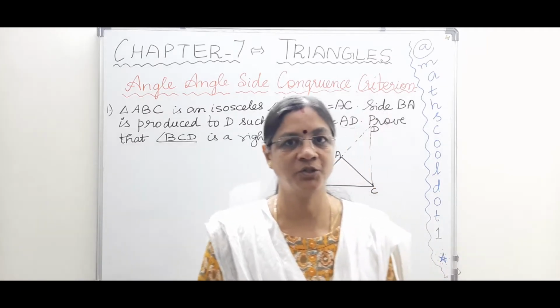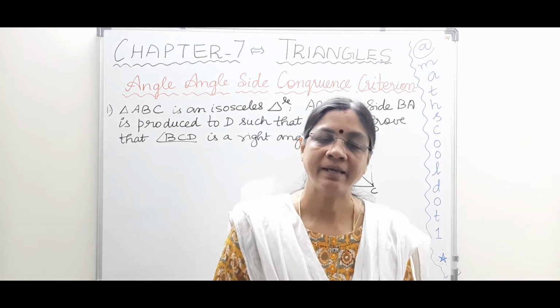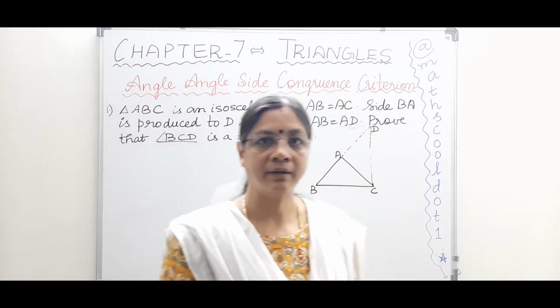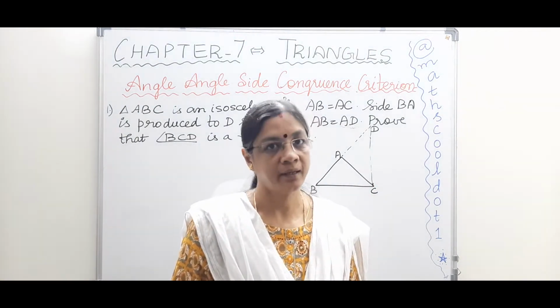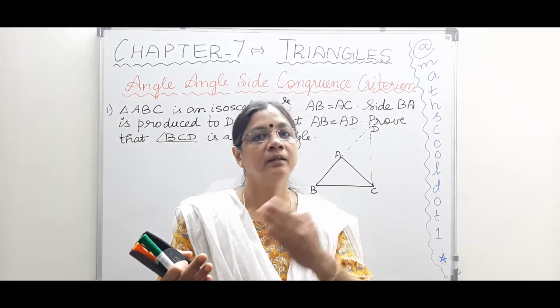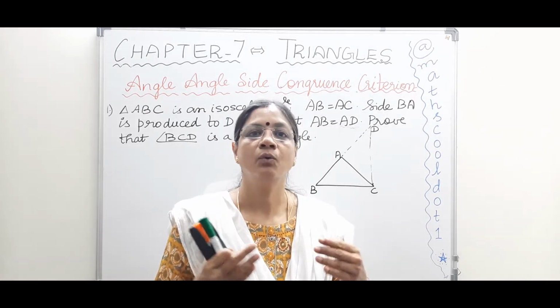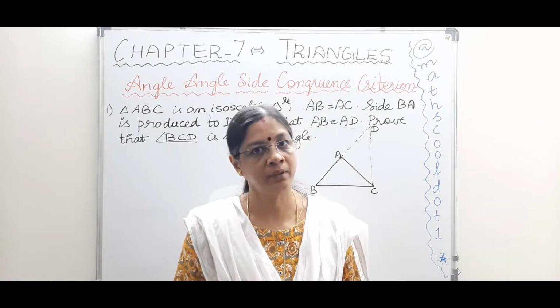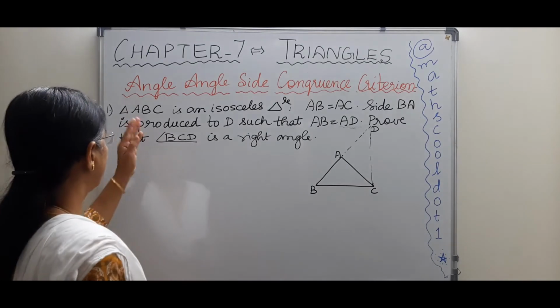Today we are going to continue with the angle side criterion, but let's see one example regarding equal sides. In an isosceles triangle, when two sides are equal, we have seen the angles opposite to those two sides are equal, right? So we'll see one example from that theorem. So what does the question say?